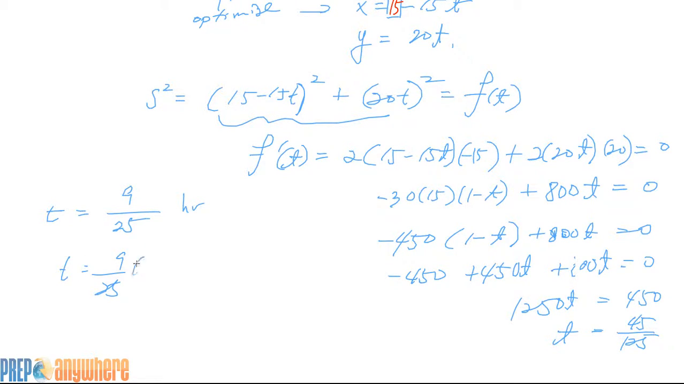Times it by 60 minutes. Reduce. 12, 5. What's 9 times 12 over 5? 108 over 5. Yeah, you usually want to say it in minutes. This doesn't really make that much sense. So if you just change this into mixed form, 21 and 3 over 5 minutes. This is better. It's 21 minutes.